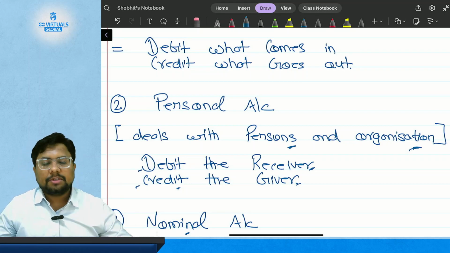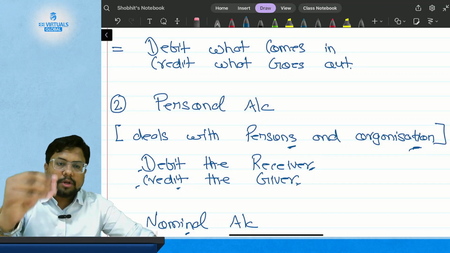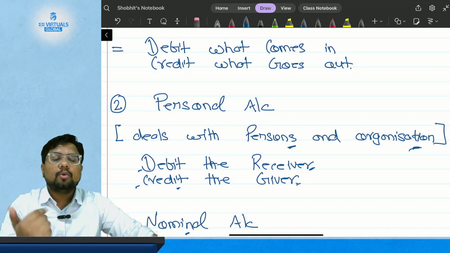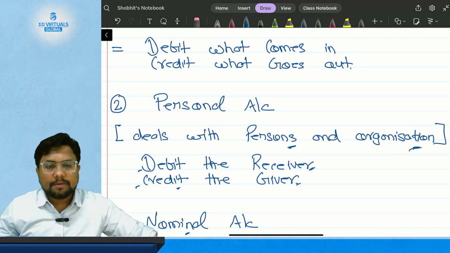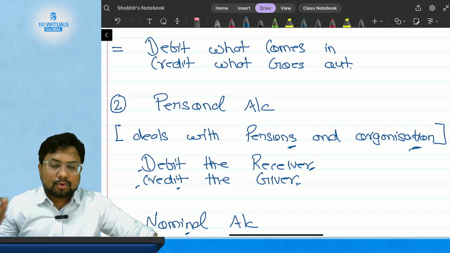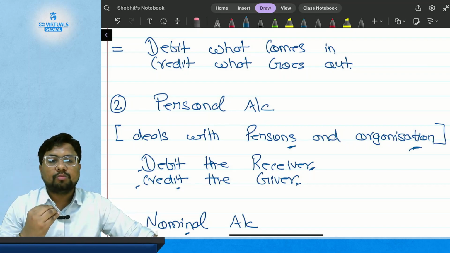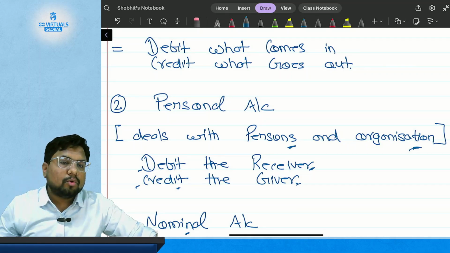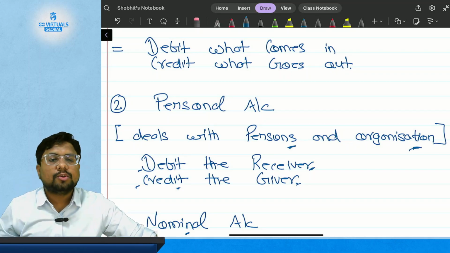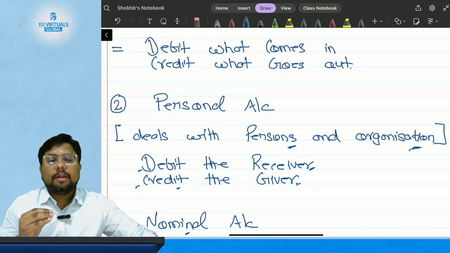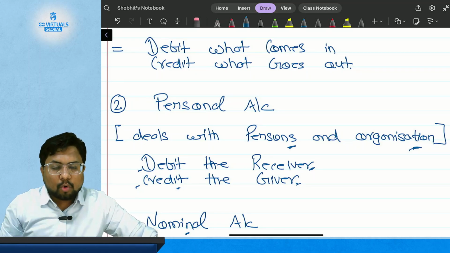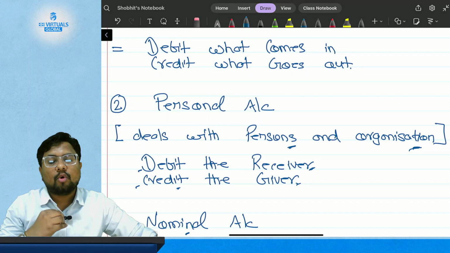Now in illustration 3, Mr. John has returned goods to me. So who is the receiver and who is the giver? Mr. John has given back goods to me, so he is the giver and I am the receiver. But will I record myself in my own books? No, because I am recording the journal entry from my point of view. So I will not record myself in my own books.